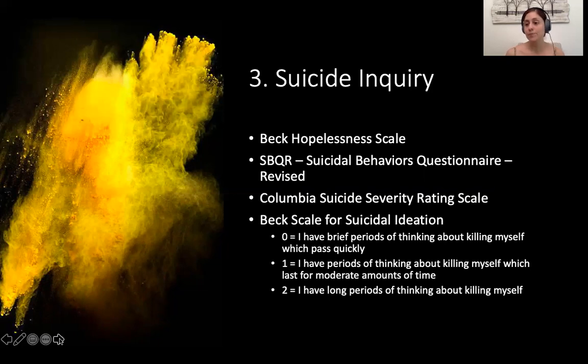One potential measure is the Beck Suicide Scale, or the Beck Scale for Suicidal Ideation. The questions here are written in a way that ranges from 0, being low to no risk, to 2, being high risk. For example, in the one that's written here, 0 would be, "I have brief periods of thinking about killing myself, which pass quickly," which would be a lower risk than 1, which is "I have periods of thinking about killing myself, which last for moderate amounts of time," which is still lower than 2, which is "I have long periods of thinking about killing myself."